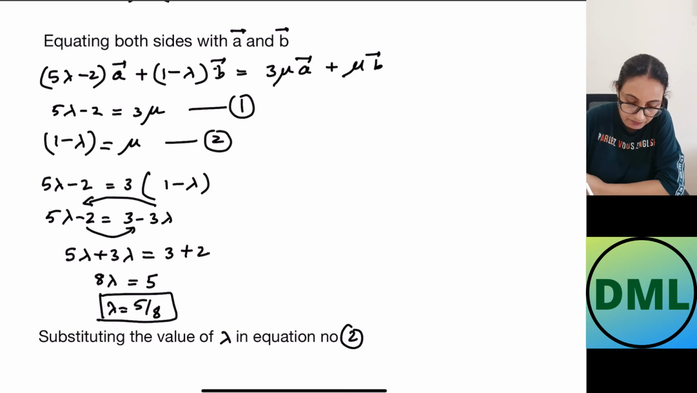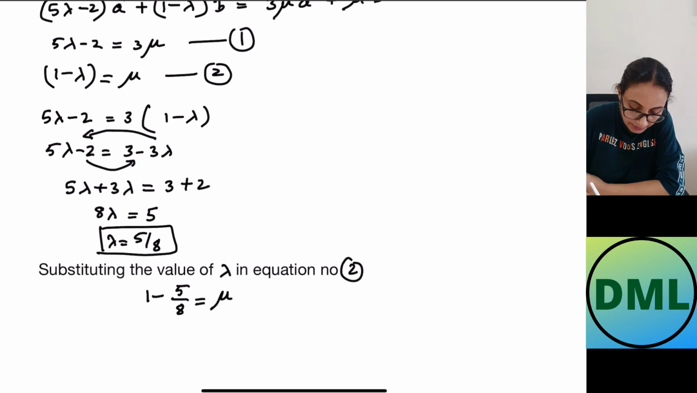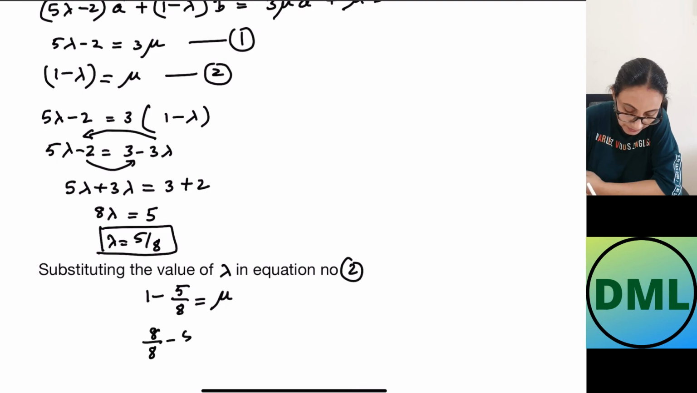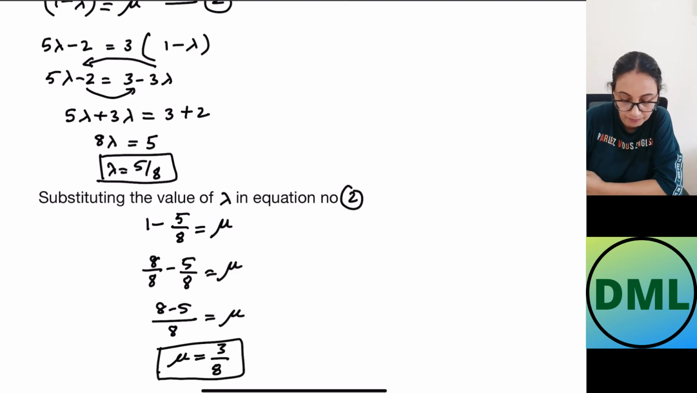Now I'm substituting this value of lambda in equation number 2. So we have 1 minus lambda, where lambda is 5 over 8, is equal to mu. So if I equate it, it will be 8 over 8 minus 5 over 8 is equal to mu. So let's take the LCM here. It will be 8 minus 5 over 8 is equal to mu. So our mu value will be 3 over 8. That will be your answers for lambda and mu.